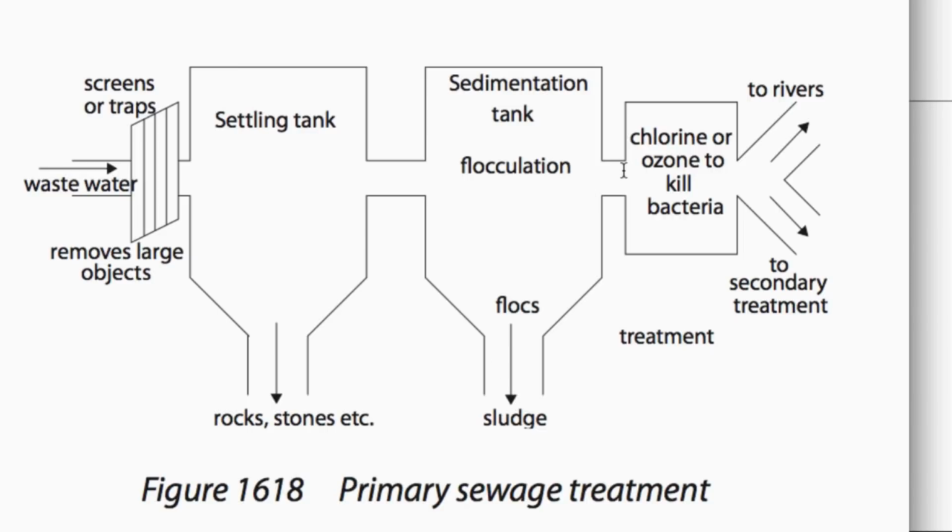The water after that is clearer, and so in order to kill any of the actual bacteria or any of the organisms that might cause problems, they'll add chlorine or ozone. And then after that, the choice is to put it on into the rivers or onto secondary treatment. So it would depend, of course, on the biological oxygen demand measurement after this process to see if the water is safe to just put straight back into the river or if more treatment is needed.